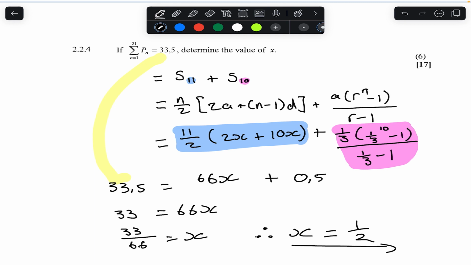Alright, so in the next video I will be looking at question 3. Question 3 will also be about my sequences and series, but now I will be looking at quadratic equations and how those questions can be asked in question 3.